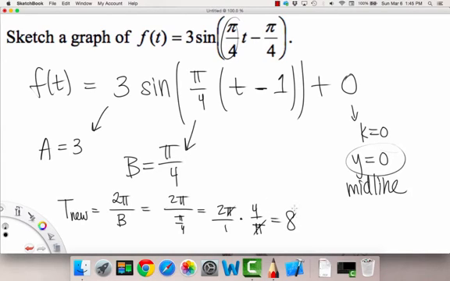So this is our new period. That's what the b tells us. And finally, we have h is equal to 1. So that means we'll be shifting to the right by 1 unit. So to the right by 1 unit. So let's put this together on the next slide.